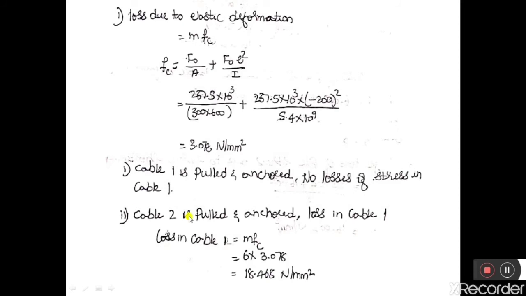Now when cable 2 is pulled and anchored, then there will be loss in cable 1 and loss in cable 2 will be equal to 0. So loss in cable 1 is equal to MFC. So M is 6, FC is 3.078. Substitute the values, we will get 18.468 Newton per mm square. So when cable 2 is pulled, loss in cable 1 will be 18.468 Newton per mm square.